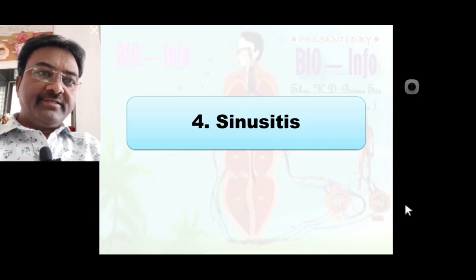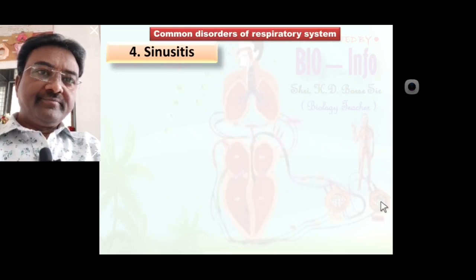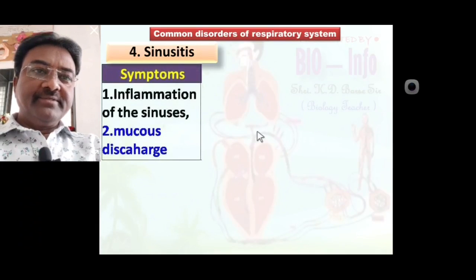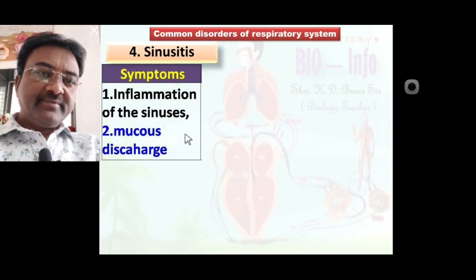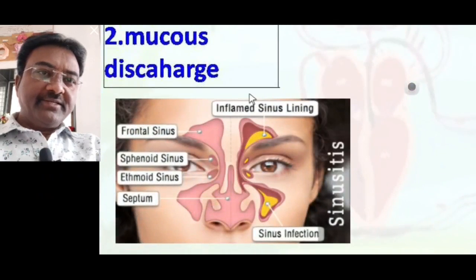Now the fourth one is sinusitis, one of the respiratory disorders. How sinusitis occurs, what are the symptoms of sinusitis, and how to treat sinusitis. Here noted symptoms: inflammation of the sinuses. When sinus inflammation occurs, it causes the disorder known as sinusitis. Also some symptoms like mucus discharge are seen in sinusitis. Let me show you with the help of a diagrammatic representation.